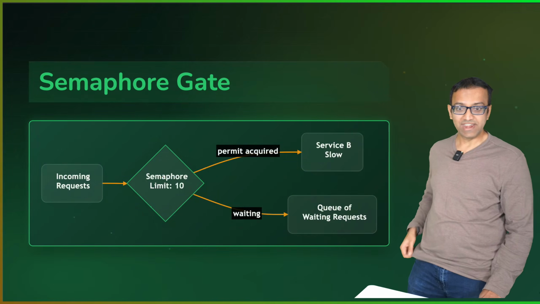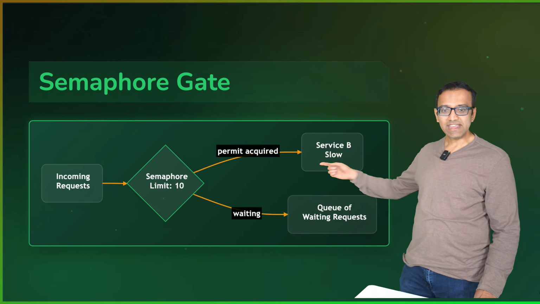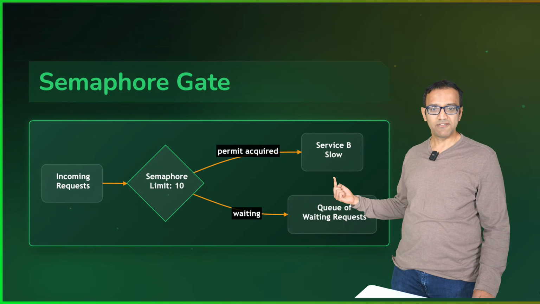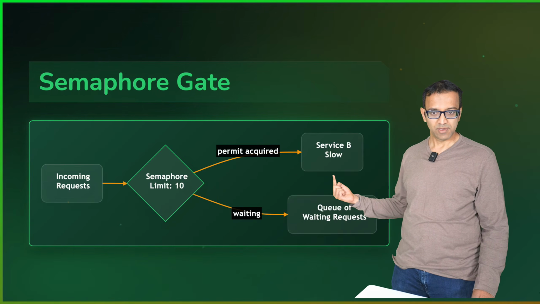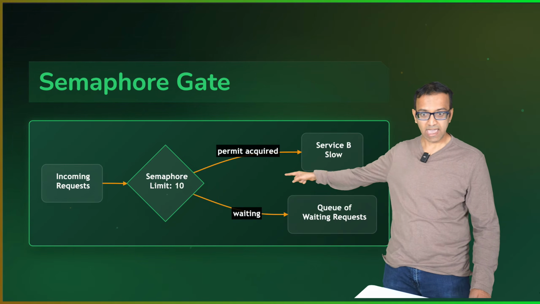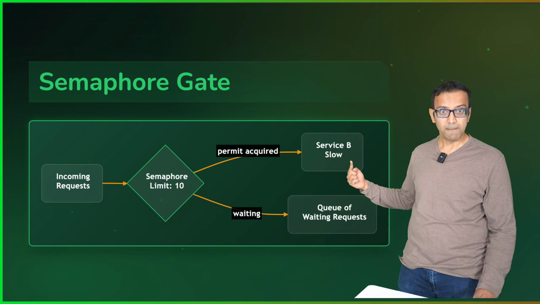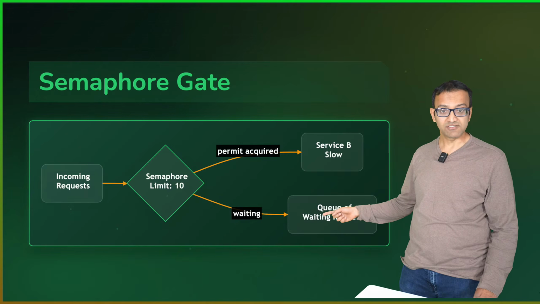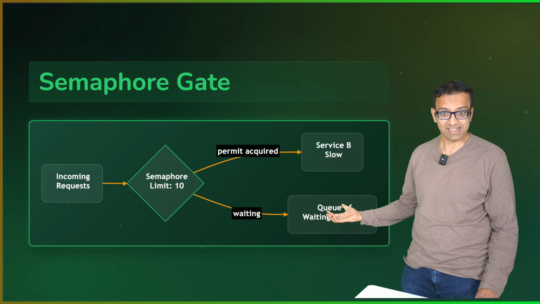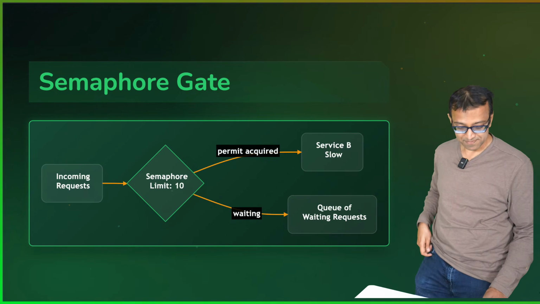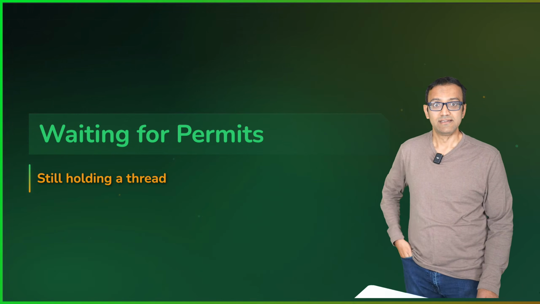So what you've done here is you've protected service B from being overwhelmed. Okay, this is slow. So by adding a limit, you're making sure that this isn't being overwhelmed. But service A is now struggling because that's holding on to the threads, right? Now that has a problem. How do you handle that?